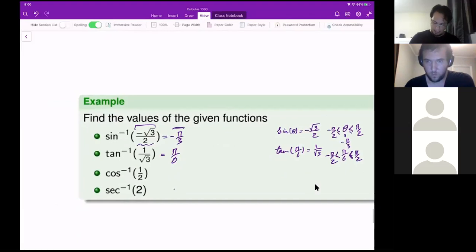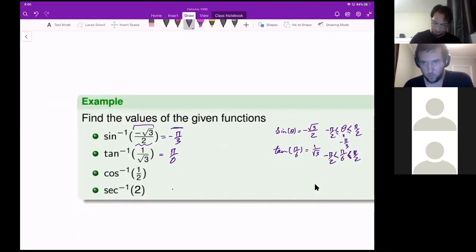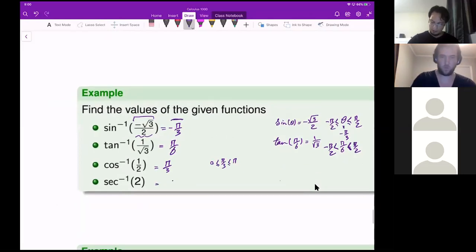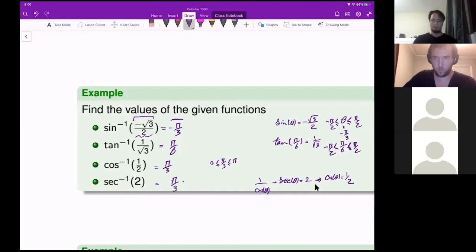For cosine, well, there is only one number, so I'll just go a little bit quicker here. This is pi over 3. And again, pi over 3 is a number between pi and 0. Secant, so what is the angle whose secant is 2? Well, we know that secant is 1 over cosine theta, and that means that cosine theta is 1 over 2, and we already found that that is pi over 3.